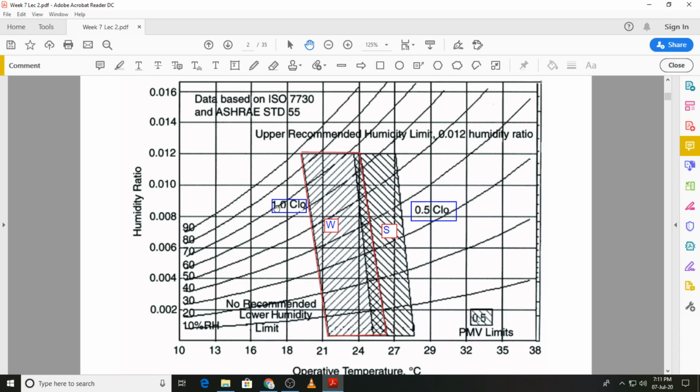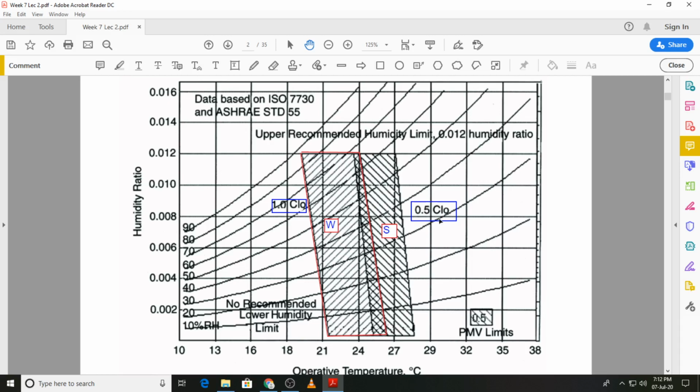Now these numbers 1.0 CLO and 0.5 CLO refer to the thermal resistance of the clothes that people would be wearing in winter and summer. So CLO is nothing but another unit that is used in the air conditioning industry to represent the thermal resistance of clothing, and you have a conversion between CLO and the thermal resistance, which will be shown to you, or it's given to you, and when we move forward you will see that conversion factor.